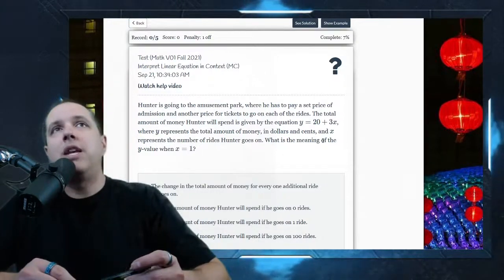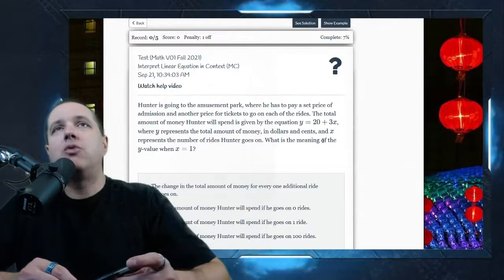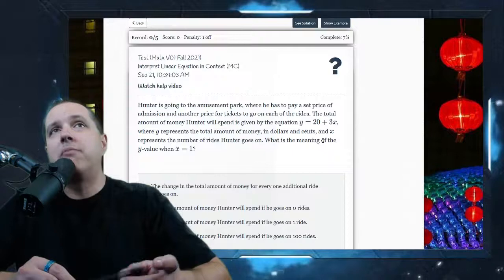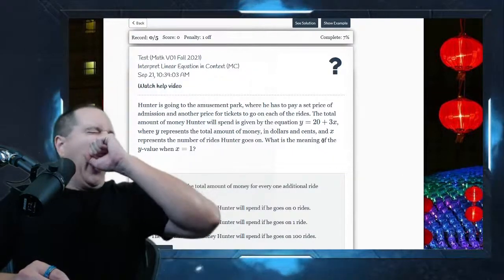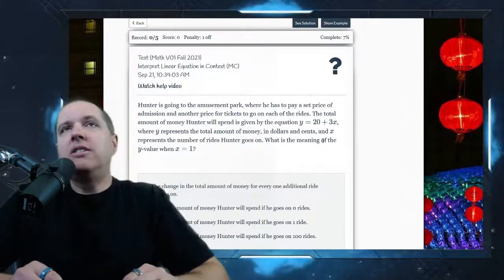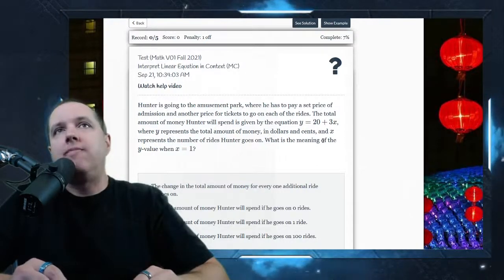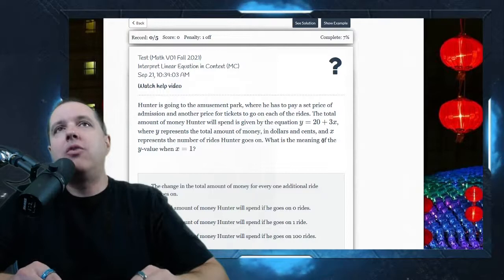The total amount of money Hunter will spend is given by the equation y equals 20 plus 3x, where y represents the total amount of money in dollars and cents, and x represents the number of rides Hunter goes on. What is the meaning of the y value when x equals 1?